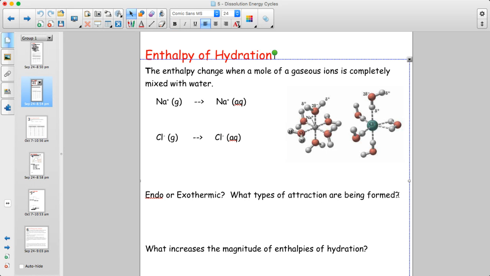That attraction has a special name, which I think we talked about during bonding, but just to review it, it should be called an ion-dipole interaction. So it's a special kind of attraction that forms between an ion and the polarity of a molecule, the dipole of a polar molecule. So this ion-dipole interaction is formed, and that means that enthalpies of hydration will always be exothermic.